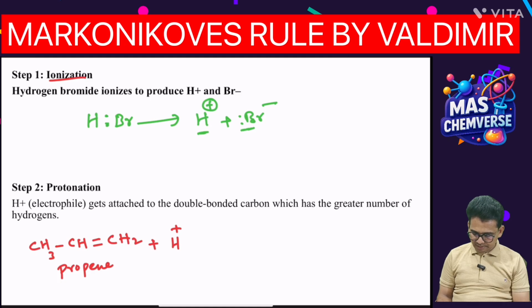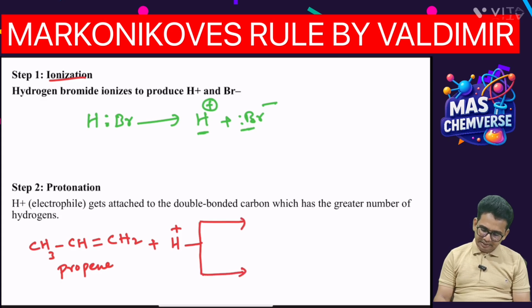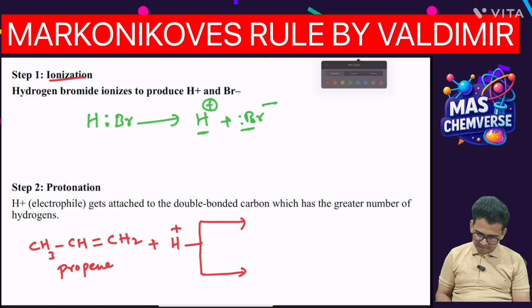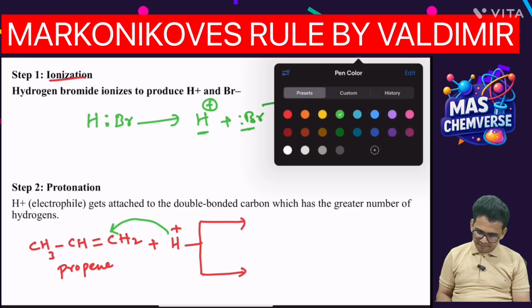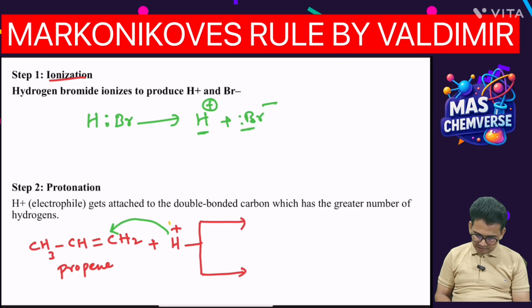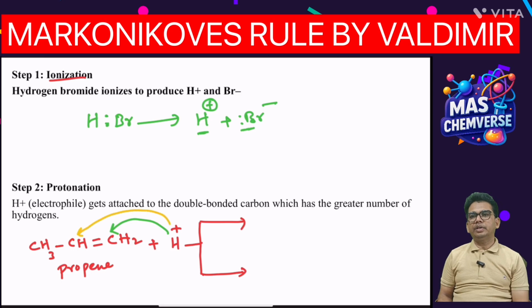The protonation, what happens generally? It produces two types of products. Just see in this case what happened. One chance is that this hydrogen goes here. Then another chance is that it goes to this other carbon. But according to Markovnikov rule, it goes to which carbon? The one having the more number of hydrogens. This carbon has two hydrogens, this has only one hydrogen. That's why it goes to this carbon.